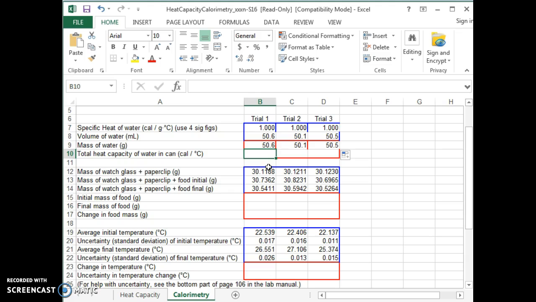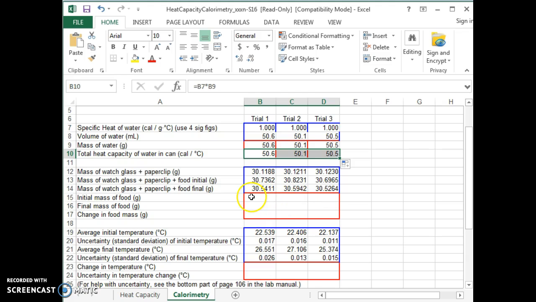Heat capacity is the specific heat times the mass. So heat capacity, hopefully you covered this in lecture, is going to be specific heat times mass. So for cell B10, I'm going to hit equals my specific heat times my mass of water. I'm going to hit enter, and then I will highlight that cell, go to the bottom right, left click, hold, and drag it across.